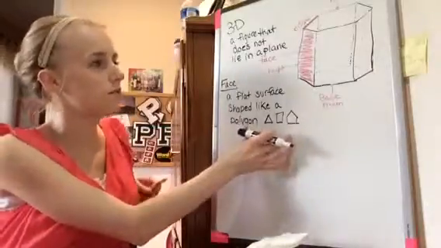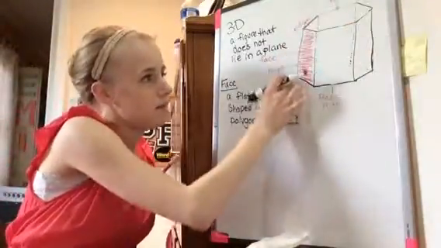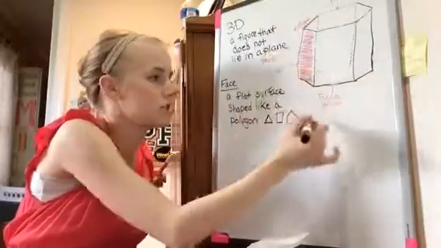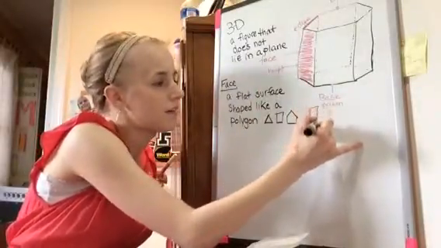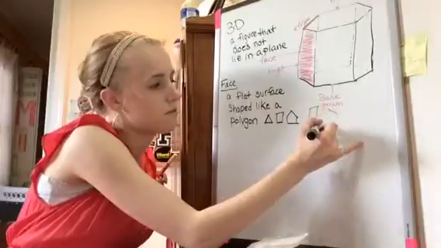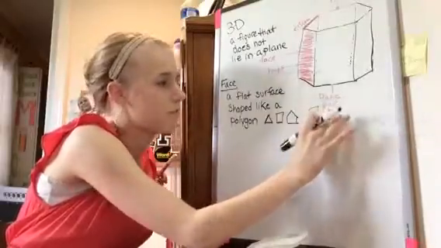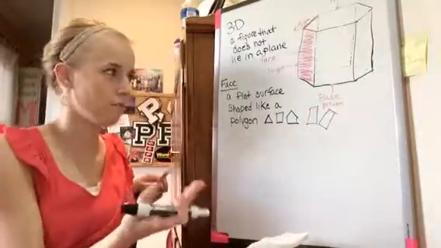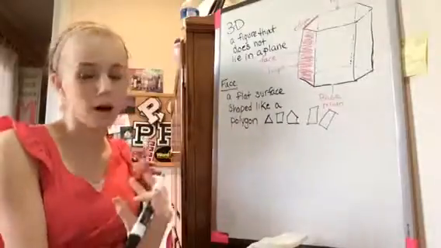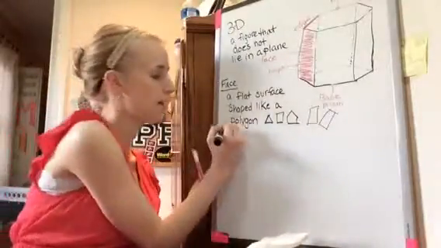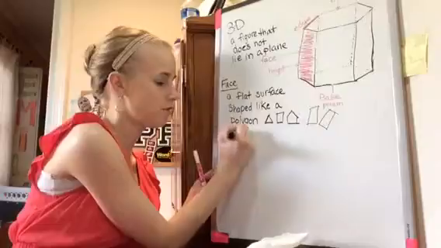So these are going to be our flat surfaces. If I were to isolate the face in my picture, it would just look like a rectangle or a form of a parallelogram, which are also four-sided polygons.